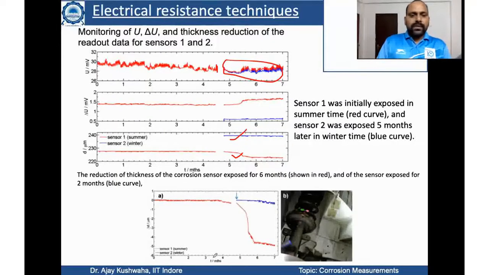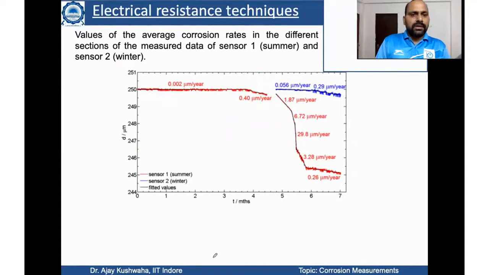If you know these values, then they have calculated the average corrosion rate in different sections of the measured data of sensor 1. If you remember, based on that previous data, they calculated sensor 1 in summer and sensor 2 in winter, and then after fitting also. So sensor 1 in summer is around 0.002 micrometer per year, and here it's 0.4 micrometer per year, but in winter this is even higher.